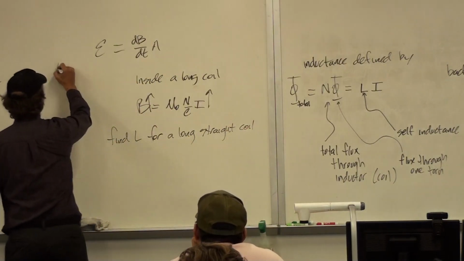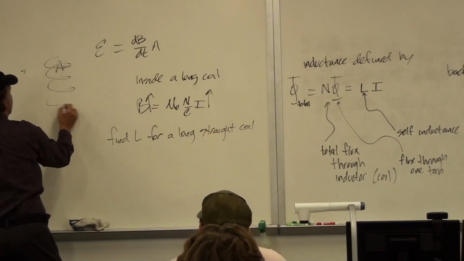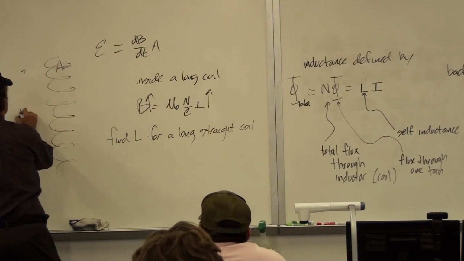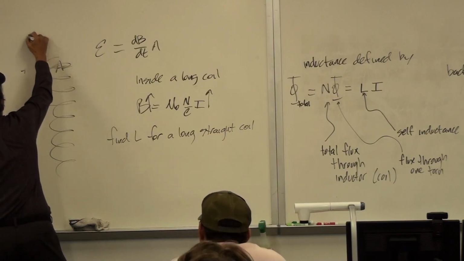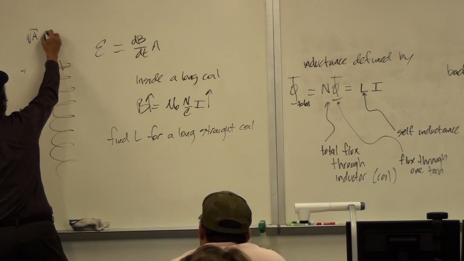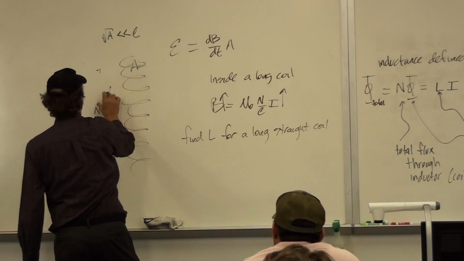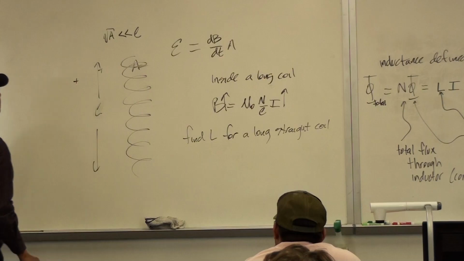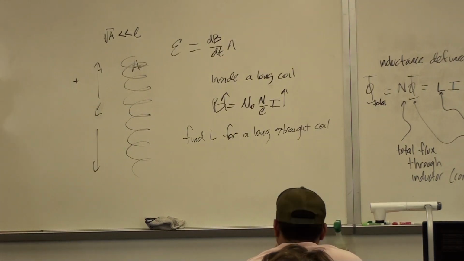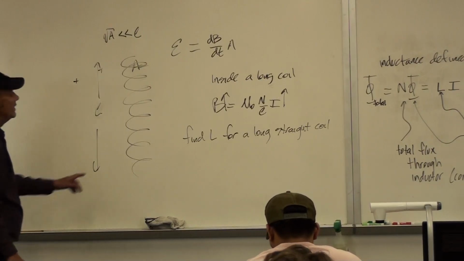Okay, so here then, we've got an area of each turn, and we've got N turns. And the area here is small. The square root of the area is much, much less than the length L of the coil. So that's our semi-infinite approximation. Say the radius is much less than L, or the square root of the area is much less than L. It's our semi-infinite approximation, and that's where this holds.